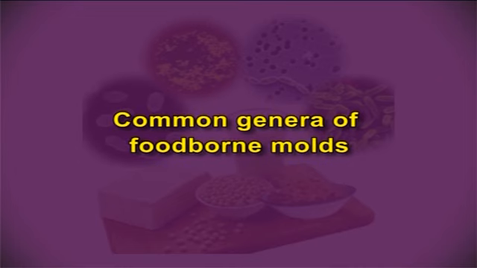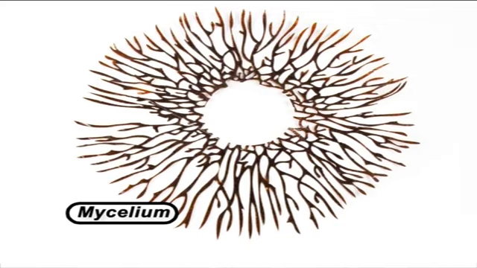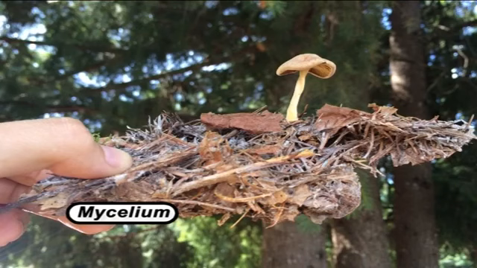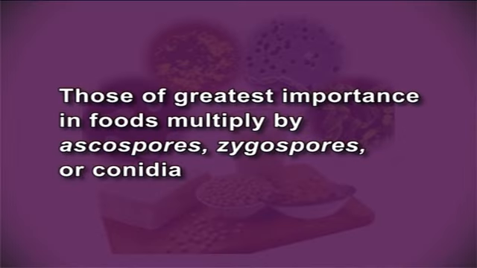Common genera of foodborne molds. Molds are filamentous fungi that grow in the form of a tangled mass that spreads rapidly and may cover several inches of area in 2 to 3 days. The total of the mass or any large portion of it is referred to as mycelium. Mycelium is composed of branches or filaments referred to as hyphae. Those of greatest importance in foods multiply by ascospores, zygospores or conidia.